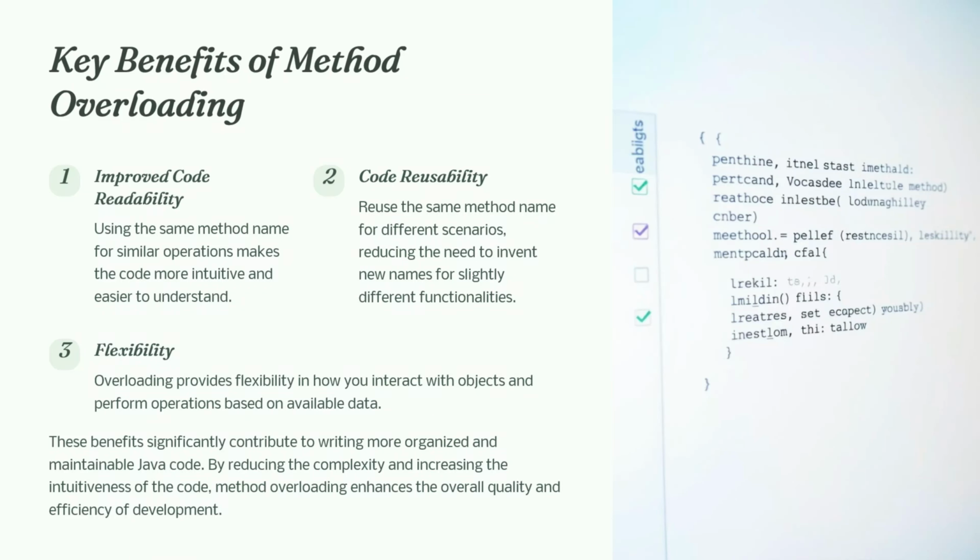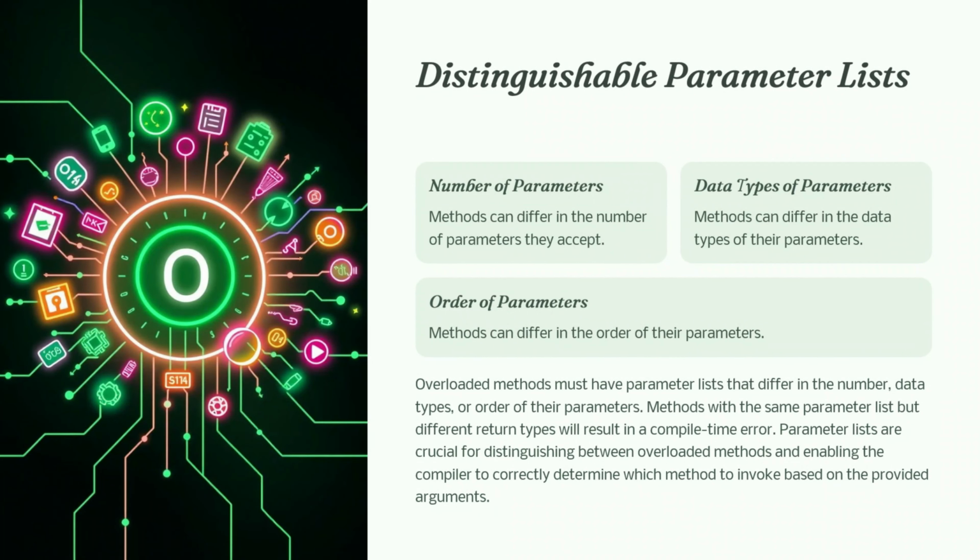These are the benefits that contribute to organizing and maintaining your Java code. By this, it reduces your complexity and increases intuitive code, and method overloading will overall improve the quality and efficiency of your development.